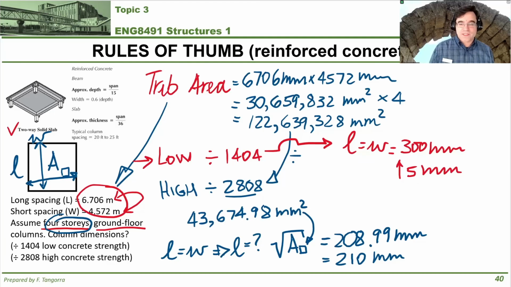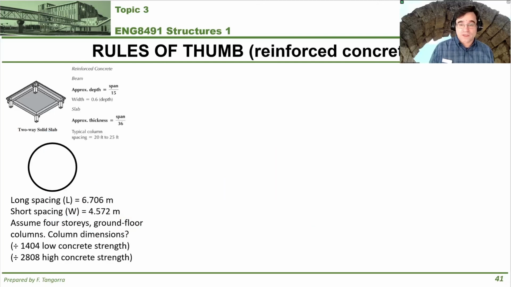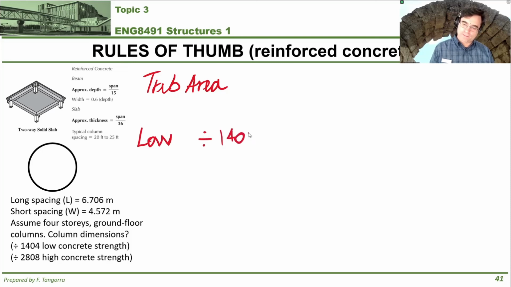Okay, the last thing that needs to be discussed is, what if then the column is a circle? Well, how do we figure out the dimensions of a circular column versus a square column? The process is exactly the same. Okay, it's all about tributary area, regardless of whether it is a one-way slab or a two-way slab. Okay, and it's still going to be so that if you're using low strength concrete or regular concrete, you're going to divide whatever area you calculate by 1404. Or if you're going to be using high strength concrete, you're going to be dividing that tributary area you calculate by 2808.